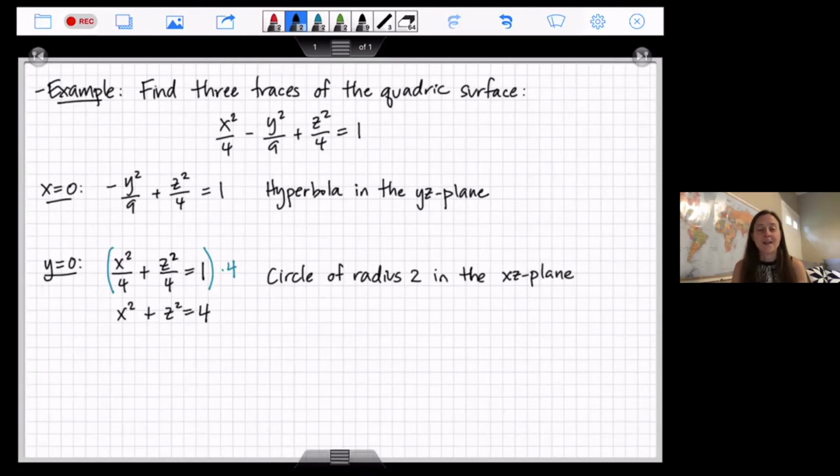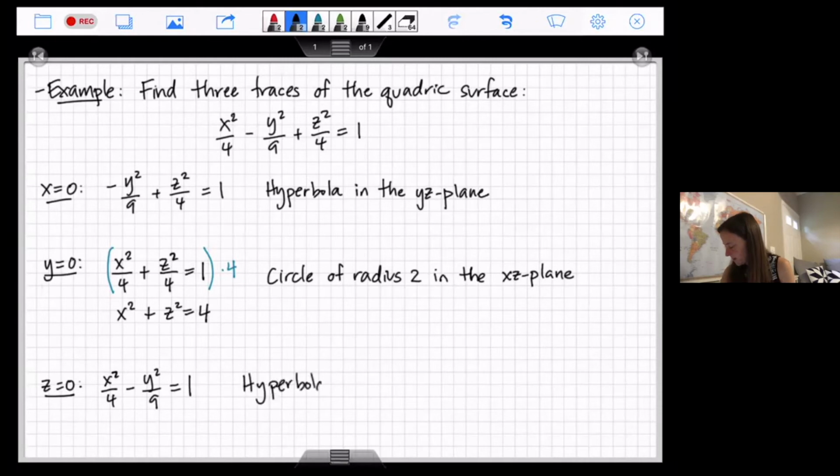So this is actually a circle of radius 2 in the xz plane. All right, let's find our last trace, z equals 0. So I'm going to get x squared over 4 minus y squared over 9. The z term disappears because I'm plugging in 0 equals 1. And I'm back to another hyperbola because that y term is negative. This is going to be in the xy plane. Okay, so this is a hyperbola in the xy plane.